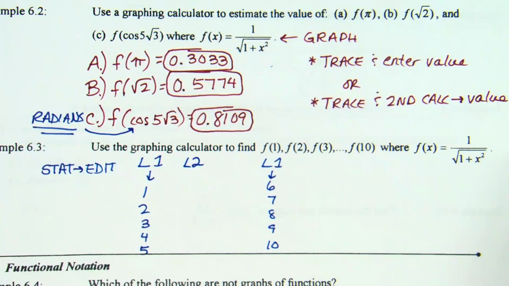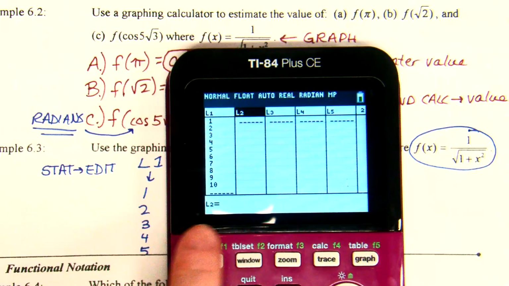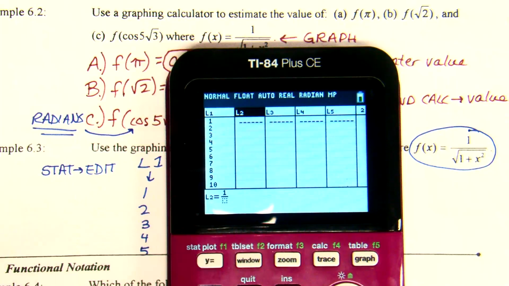Do you remember how you go up into the heading? So you're at L2 and it says L2 equals. We're going to type that equation in. So I'm going to do a fraction. I'm going to do 1 over the square root of 1 plus. Now, my equation says x squared. Where are my x's? My x's are in L1.